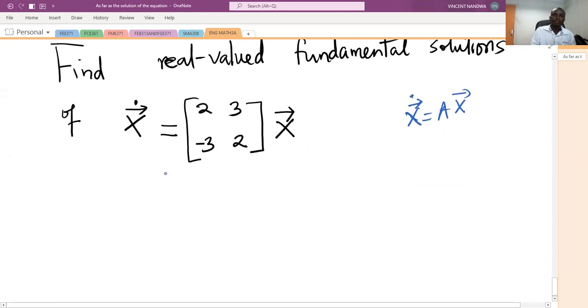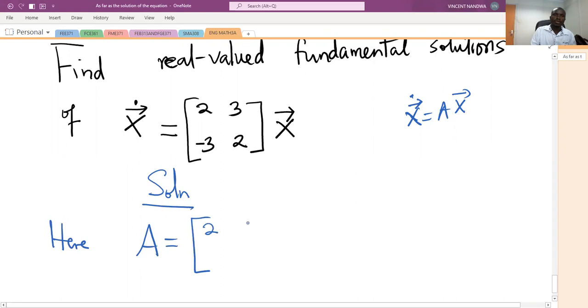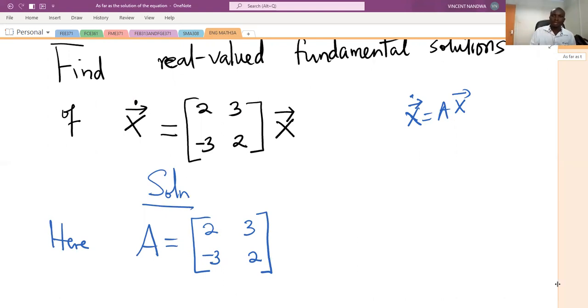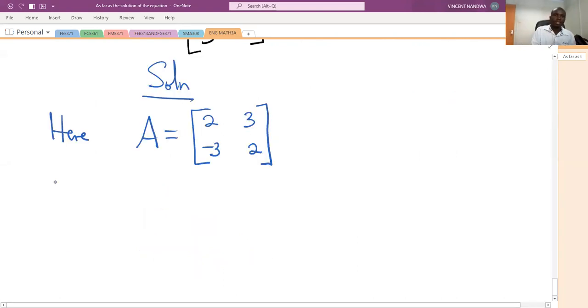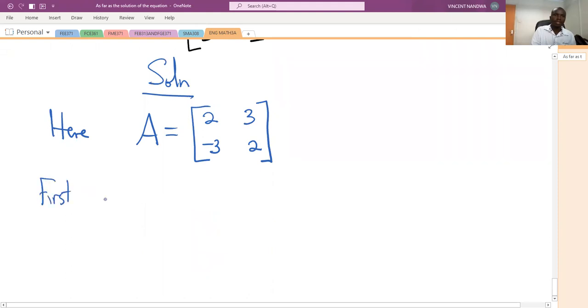Solution. Here, A is given by 2, 3, minus 3, and then 2. So the first step you do is to find the eigenvalues, and the next will be eigenvectors. So first, you obtain eigenvalues of A.